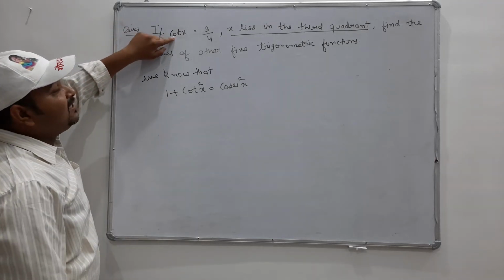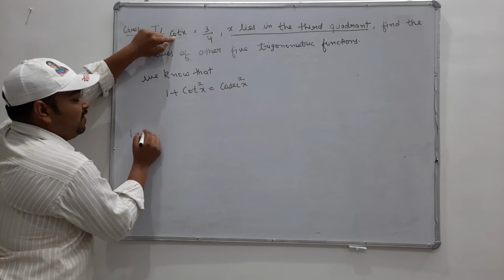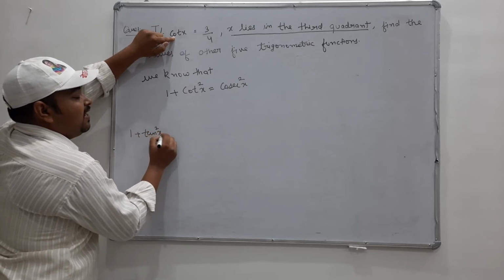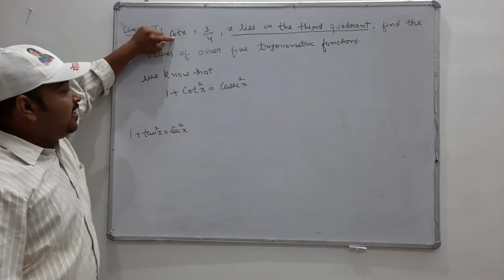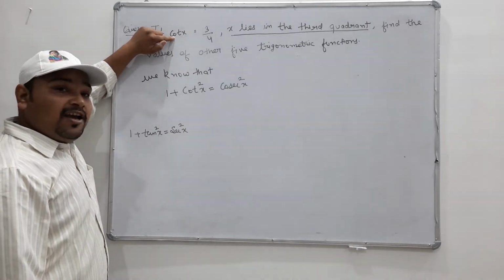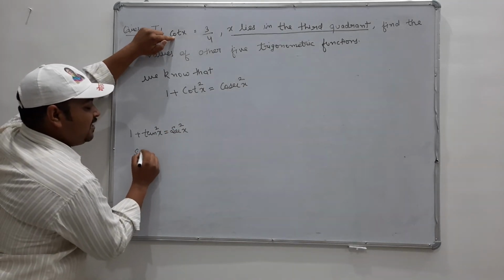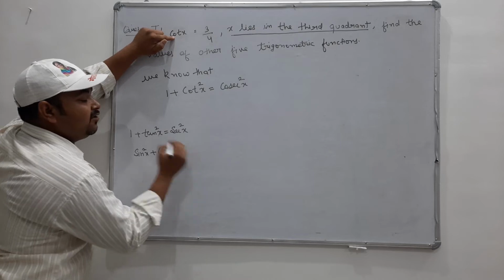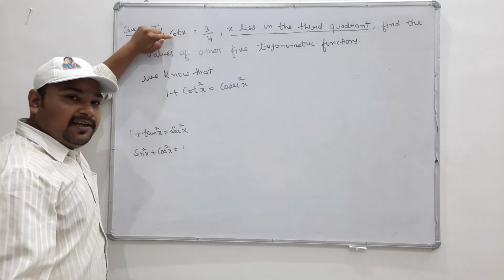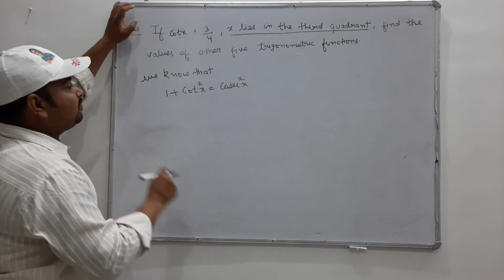If the question is given in the form of tan, then we will use 1 plus tan square x is equal to sec square x. And if the question is given in the form of sine, then we will use sine square x plus cos square x is equal to 1. Is that clear? So we will discuss this question.